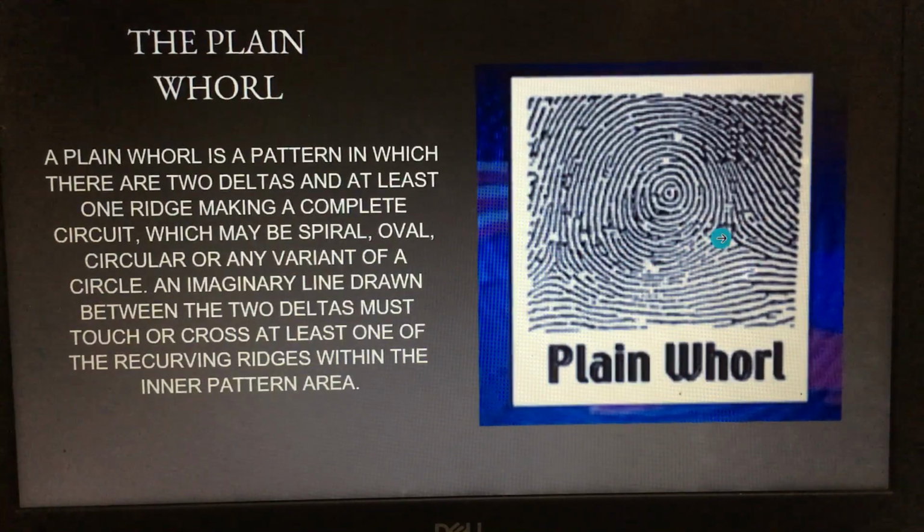and the requirement is there should be one ridge making a complete circuit, which touches at least one of the recurving ridges within the inner pattern area. So the imaginary line here, there should be a recurving ridge, at least one, that will attach at the imaginary line.